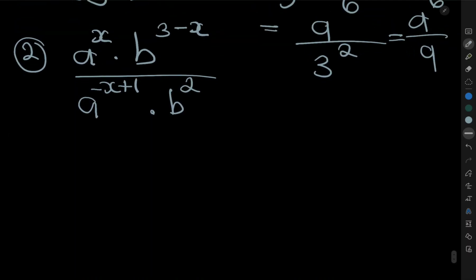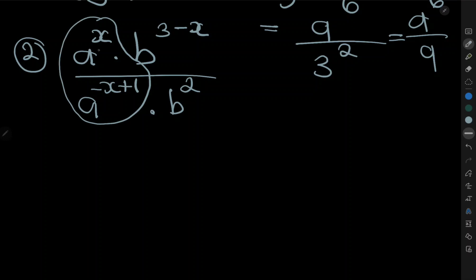In the next question, we have a to the power of x multiplied by b to the power of 3 minus x, all over a to the power of minus x plus 1 times b to the power of 2, right? So here we obviously have two different types of bases. How we solve this one in many cases, since these are variables and not numbers, is by grouping bases.